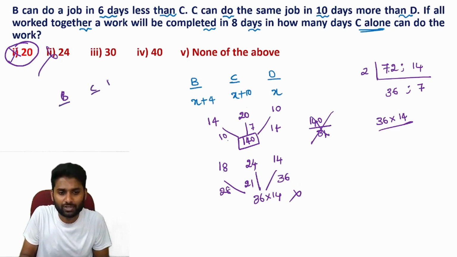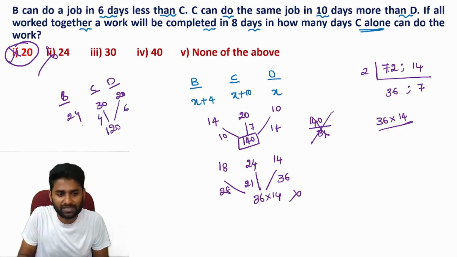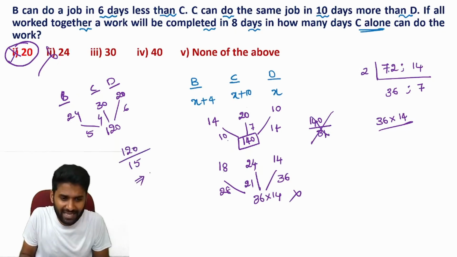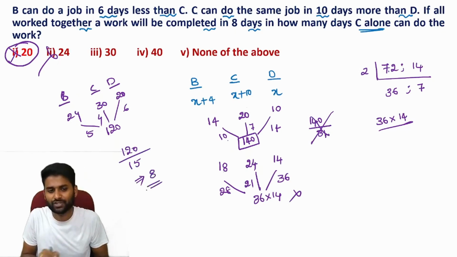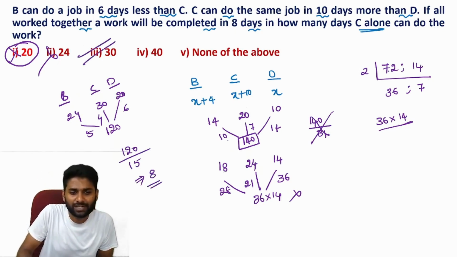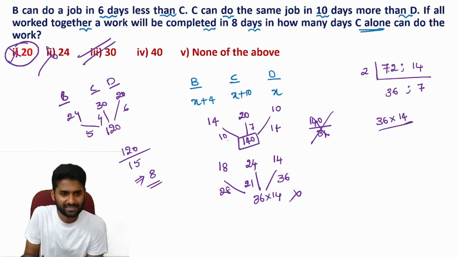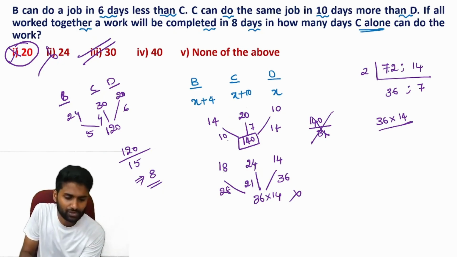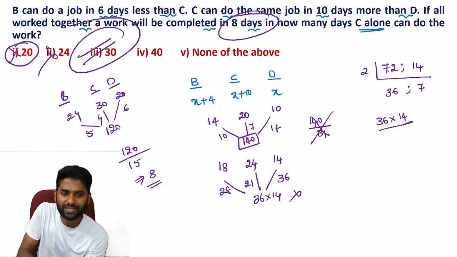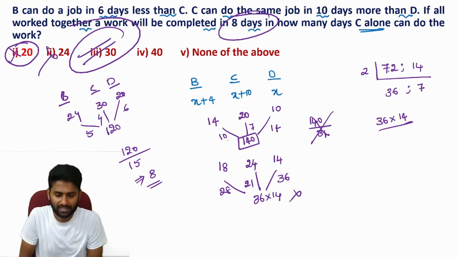Let's take the other option, 30. So definitely this is 20, 6 less, so 24. Here let us take the LCM as 120. So this is 4 units, here 6 units, here 5 units. If 120 is divided by 15, and 15 is multiplied by 8 times, definitely it is 120. That's why C alone can complete the work in 30 days. They clearly mentioned that if all work together, it takes only 8 days. That's why, according to the options, 30 is the correct answer.